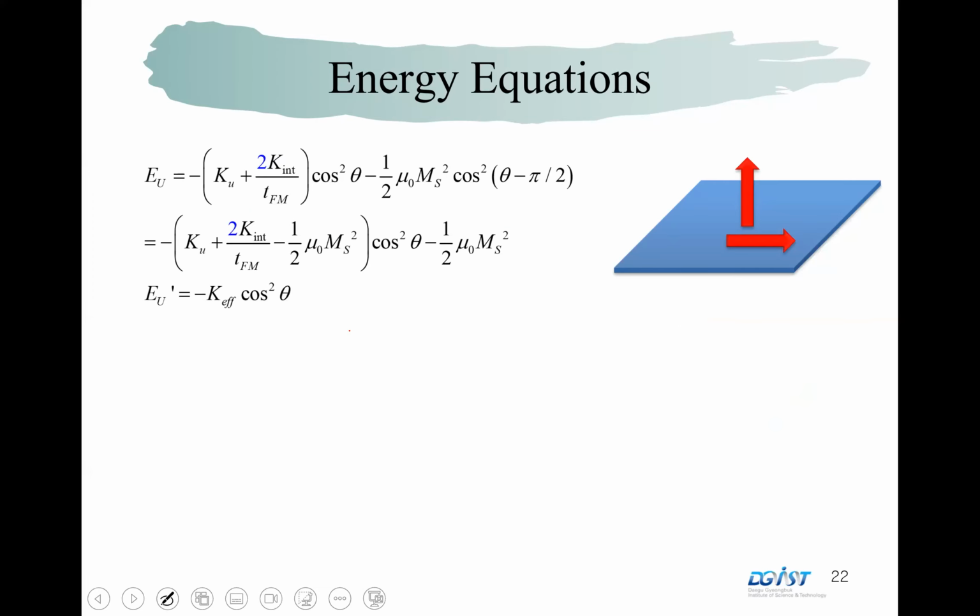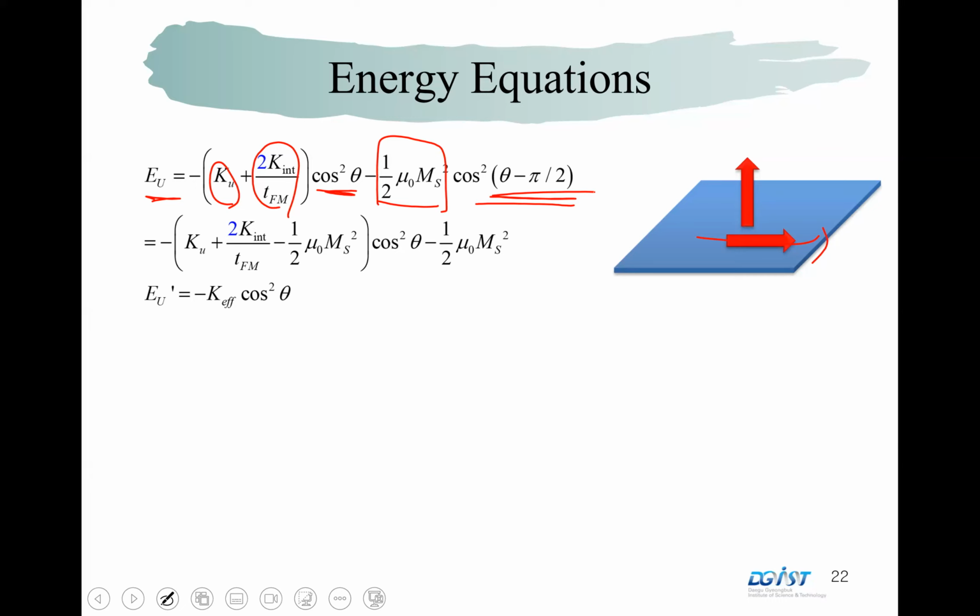Okay, this is the last slide. Now we are talking about the energy equation for the films, and the total energy of the thin film has this form. This is the crystalline anisotropy, this is the surface term, and this is the demagnetizing energy term. The first term depends on cosine square, and the second term is actually another uniaxial energy contribution, but it prefers the in-plane direction. We have this energy equation.